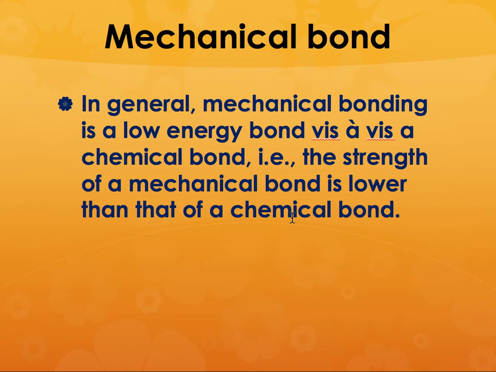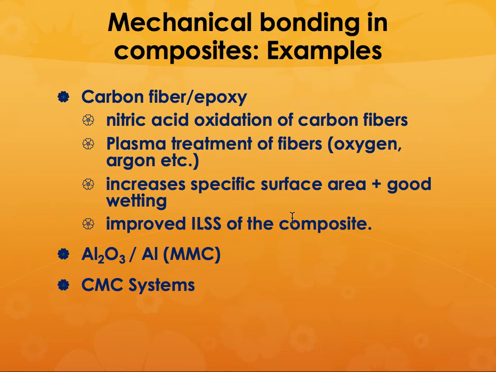In general, this mechanical bonding is a low energy bond with respect to the chemical bond. So the strength of the mechanical bond is lower than that of a chemical bond, but there are different cases that we might want to look at. So how do you improve the mechanical bonding between the matrix and the fibers? In order to do that, you have to roughen up the surface of the fibers. So how do you roughen up the surface of the fibers?